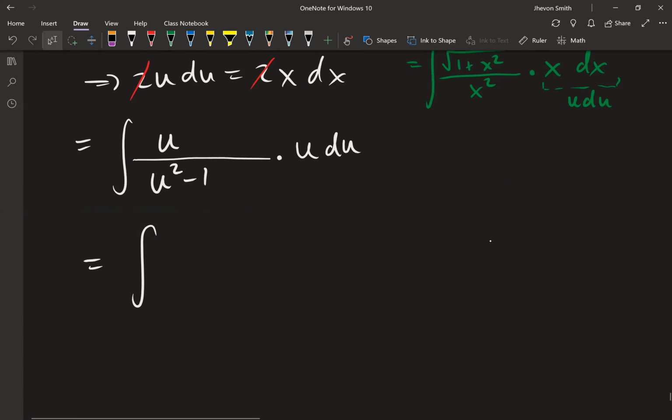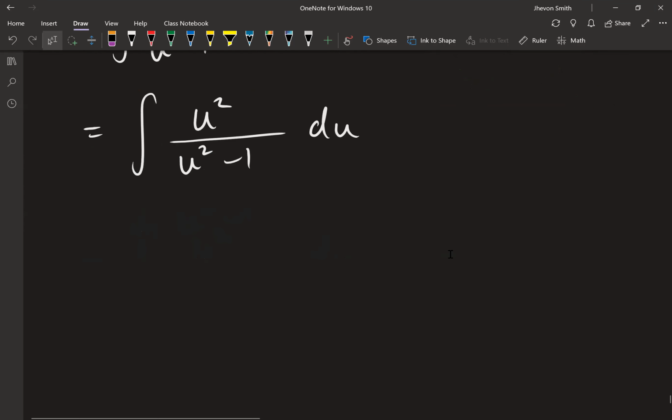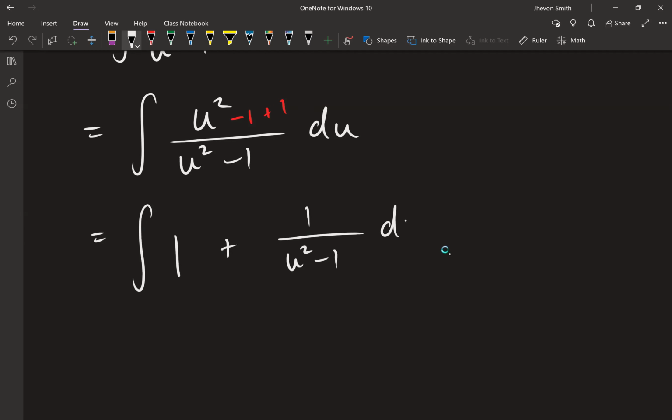In other words, this is the integral of u squared over u squared minus 1. And we've seen this guy before, or guys very similar to this. What I would do is subtract 1 and add 1 to that. And so this is going to really be 1 plus 1 over u squared minus 1. Realize, well, this is u minus 1 times u plus 1.